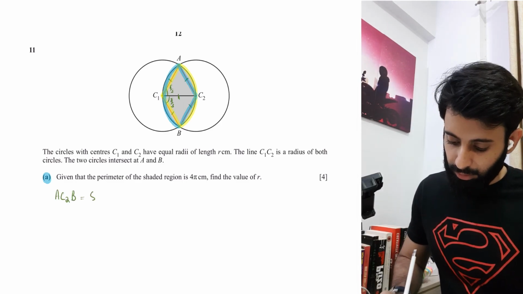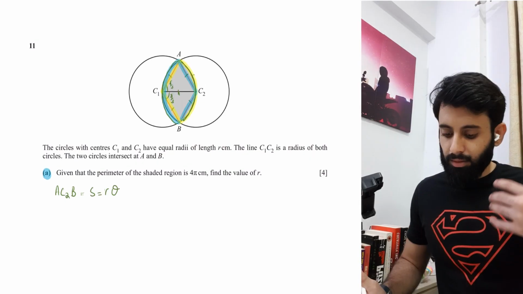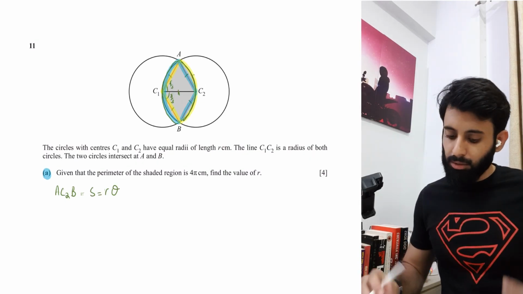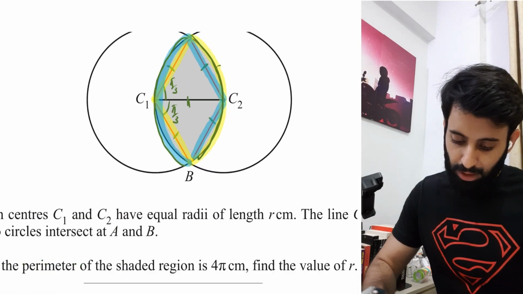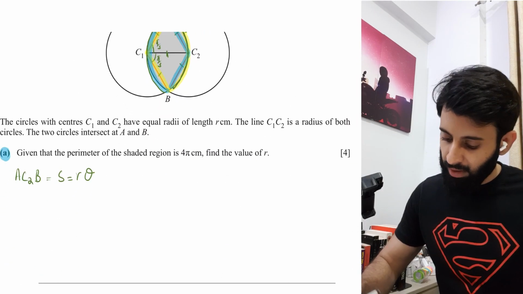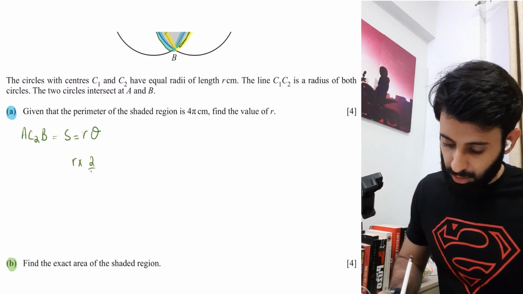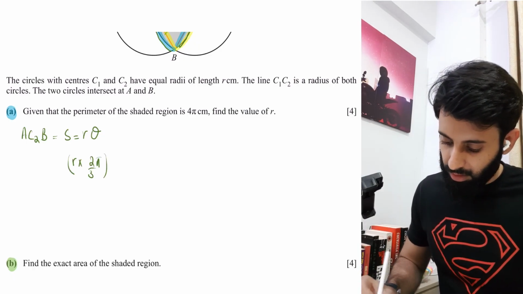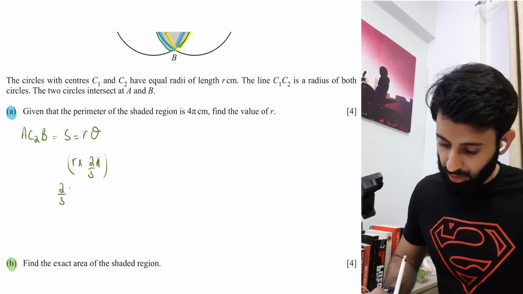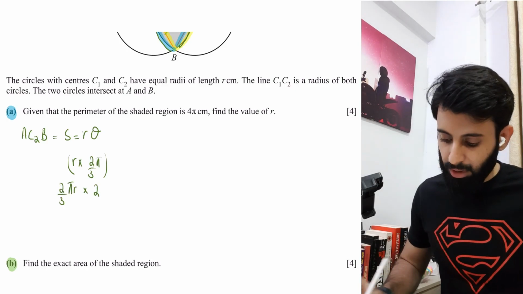So if I can somehow work out the arc length that goes from A to C2 to B, the formula for working out the arc length is s equals r theta. Now, radius is something we don't know, but we do know that theta, if you sum it up, is going to be pi upon 3 plus pi upon 3, so that's 2 pi upon 3. So that means we're looking at r times 2 upon 3 pi. So this will be equal to 2 upon 3 pi r. And since both the arc lengths are equal, all I got to do is multiply it by 2.